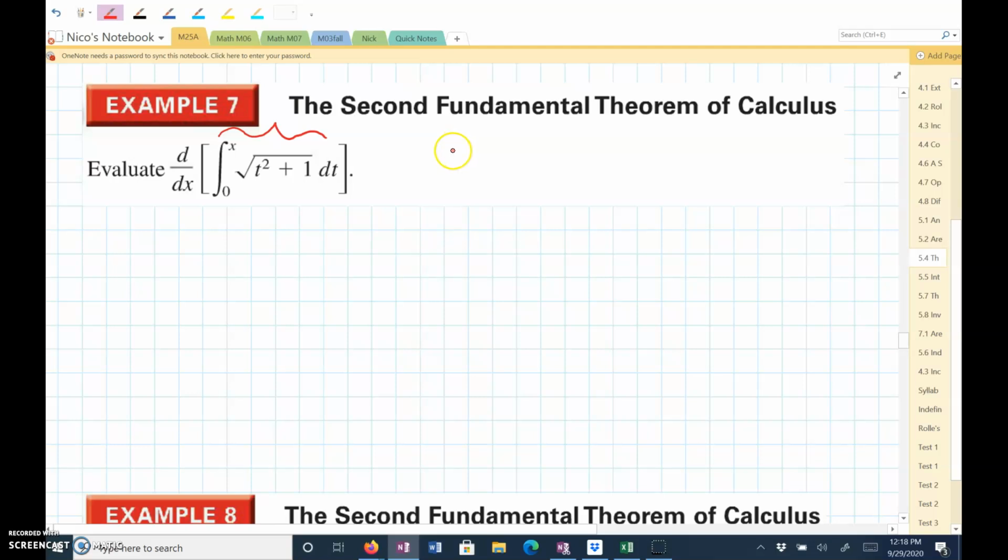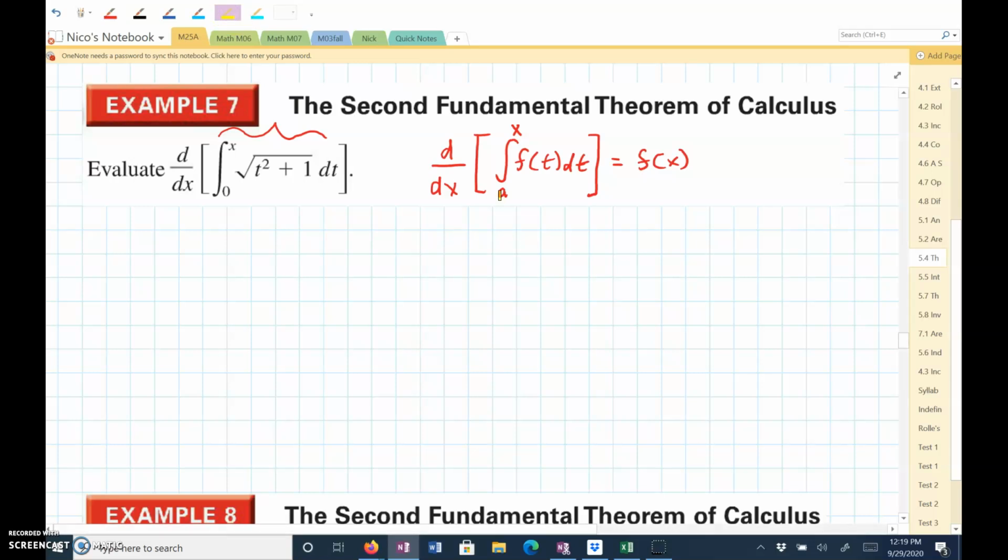So the second fundamental theorem of calculus states that if we take the derivative with respect to x of some integral from some constant a to x of f of t dt, that is going to be equal to f of x. And we already went through the explanation or the proof for that.